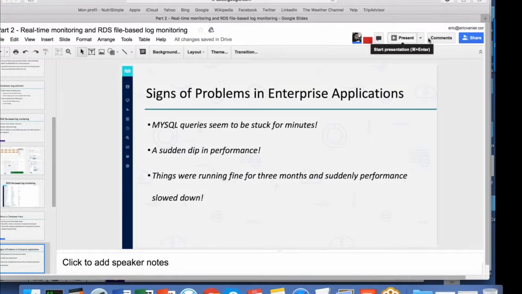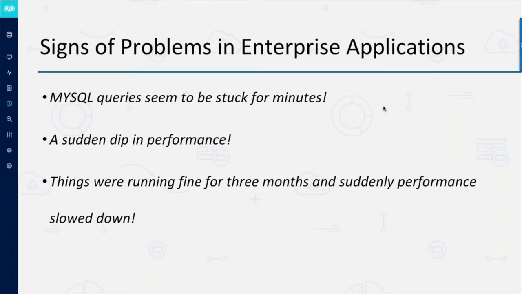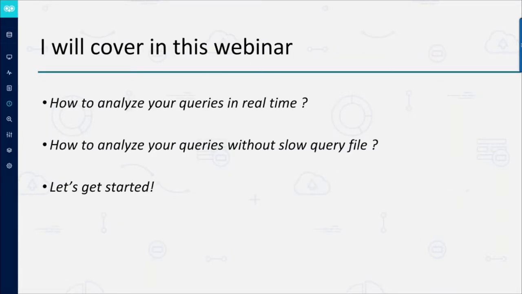Sorry about that. So I will pass to the second slide. Like I just mentioned, a sudden dip in performance. Things were running fine for a couple of months, and suddenly performance slowed down. This is a pattern that comes back often when a company or even an SMB calls me. It's always the same questions, always the same pattern.